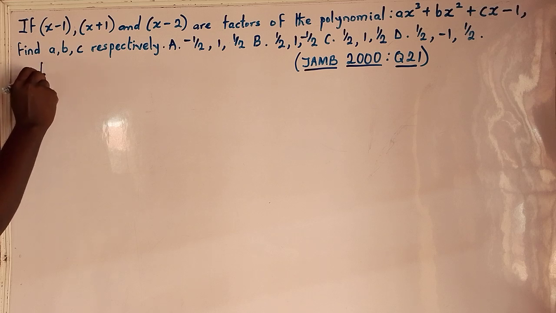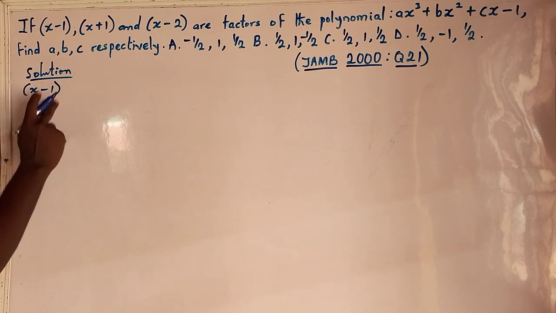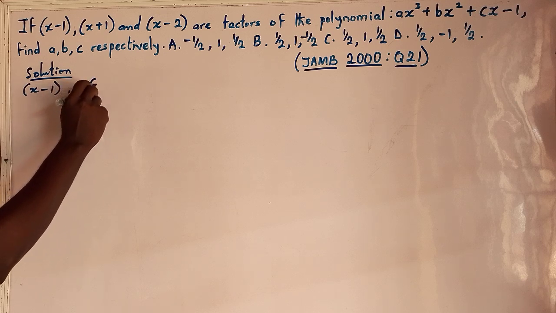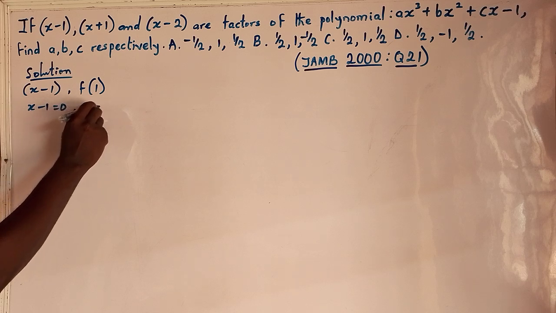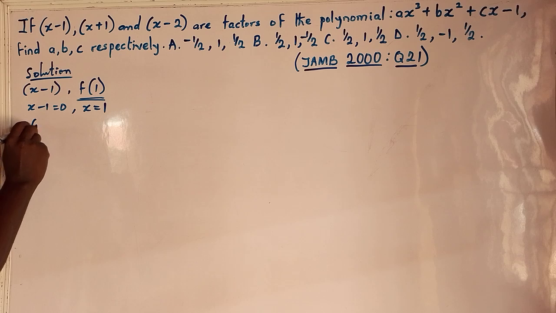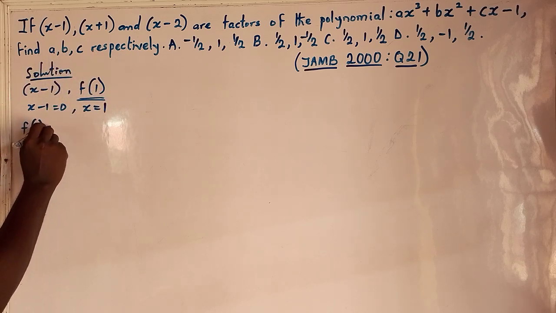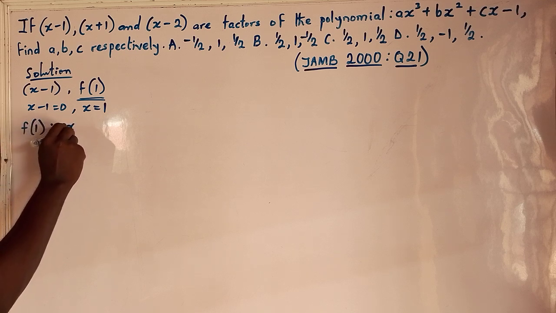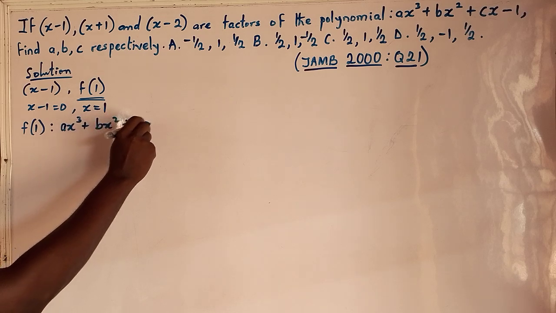So solution to this. We have x minus 1. It's more or less like you are saying that x minus 1 equals 0, so the value of x is equal to 1. So we have f of 1 for the cubic equation, which is ax cubed plus bx squared plus cx minus 1.